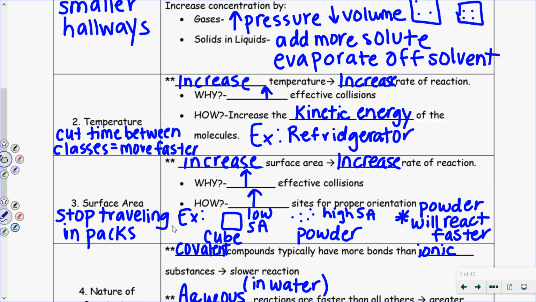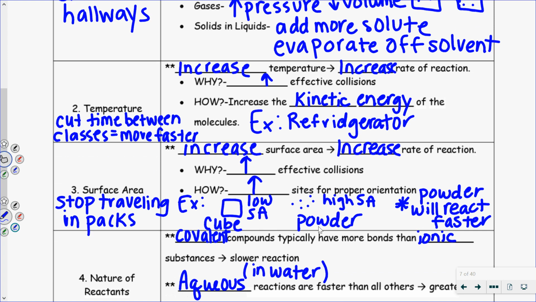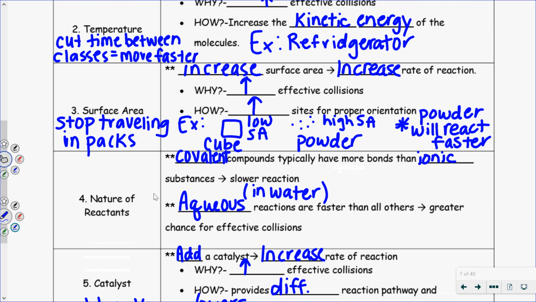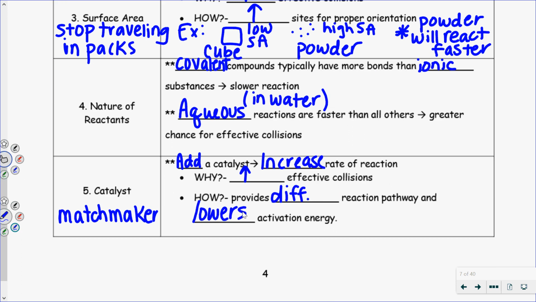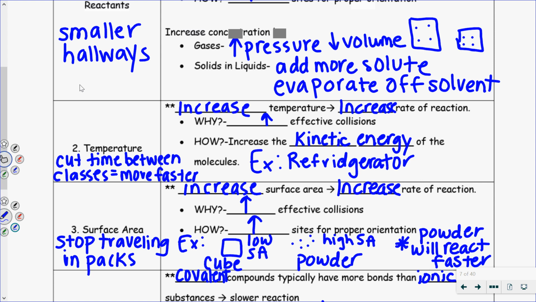The surface area, if you increase the surface area, so say you make something that's a cube into a powder, you're now going to speed up or increase the rate of the reaction because there are more places to collide. Covalent substances usually react more slowly than ionic because they are larger. And then if you are in solution, that's going to be fast as well. And then the last is a catalyst. If you add a catalyst, you're going to speed up reaction because it lowers this thing called the activation energy, which we will talk about tomorrow. Notice I wrote all of the analogies under here to kind of help you.